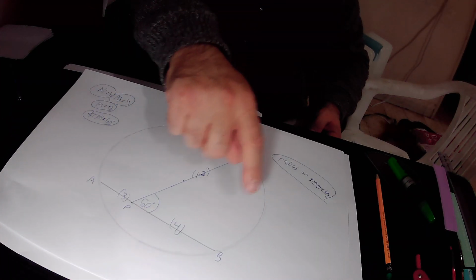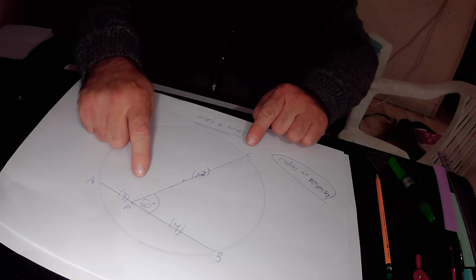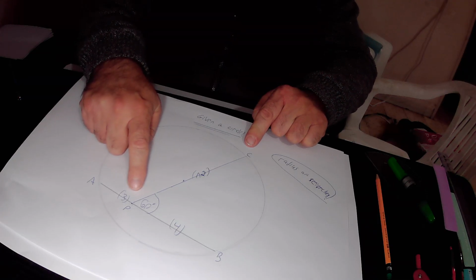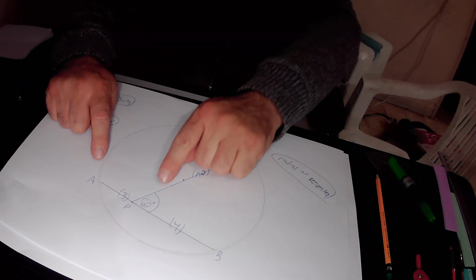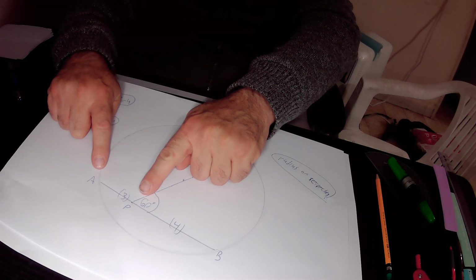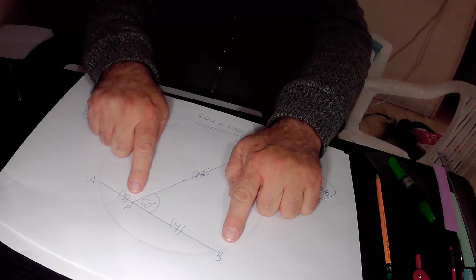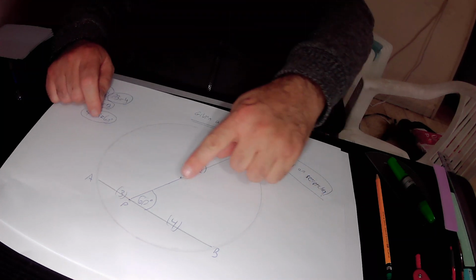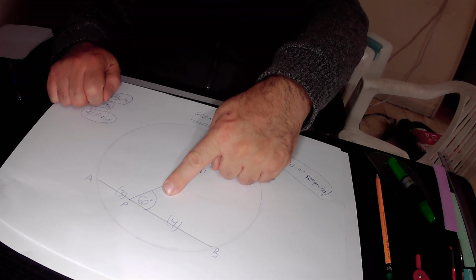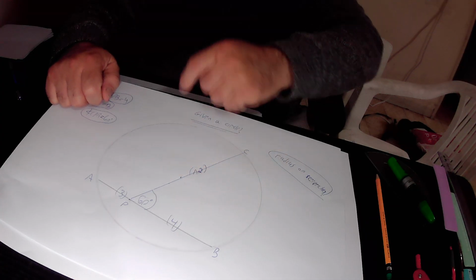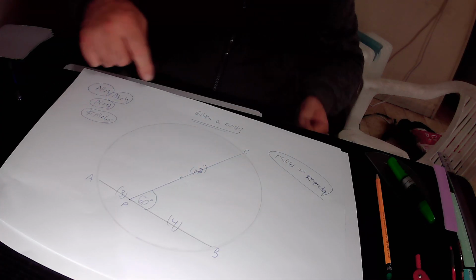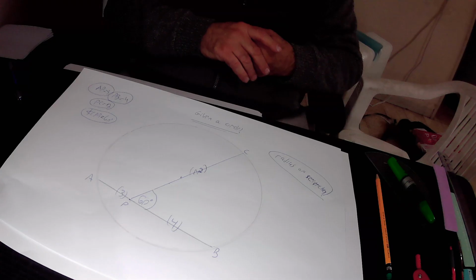In the drawing we have a circle. This is line segment CP, this is equal to 12 units in its length. This is line segment AP, this is equal to 4 units in its length. This is line segment PB, this is equal to 4 units in its length. This is angle CPB, this is equal to 60 degrees in its size. Again, our task is to find out the radius of this circle.